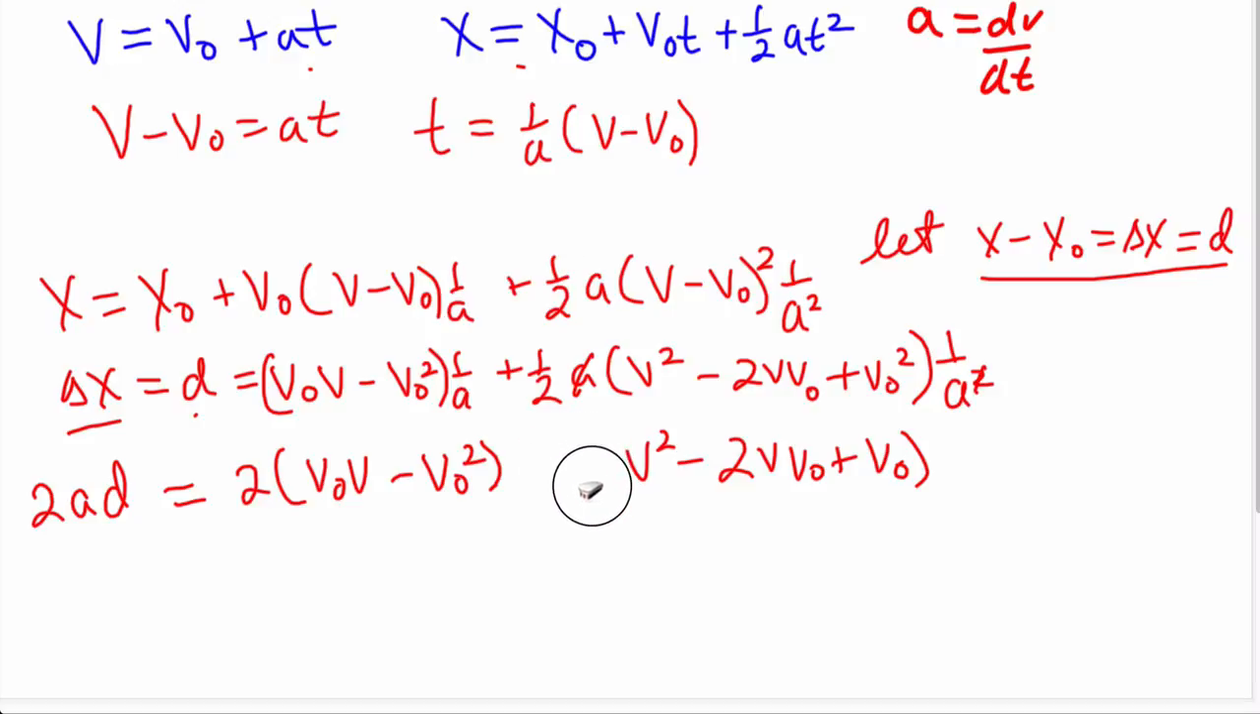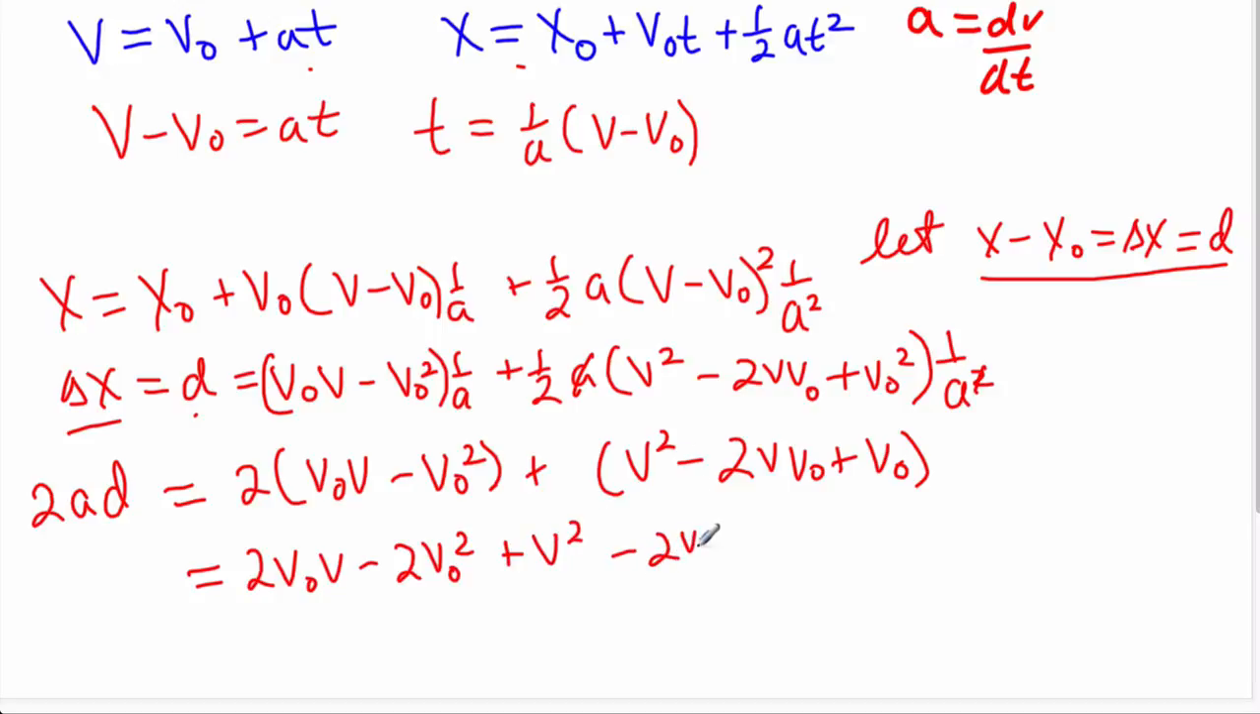There's no one here to check my algebra, only me. That is terrifying. I do have notes, so let me just check, make sure I'm in the right place. Looks good so far. Okay, so we can simplify this a tad. Now we've got 2 v naught v minus 2 v naught squared, and we've got v squared minus 2 v v naught plus v naught. Wait, this was squared. I lost my squared from here to there.